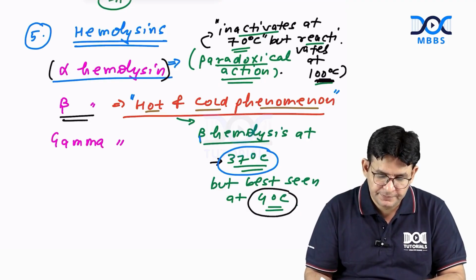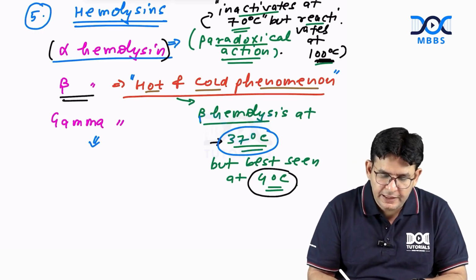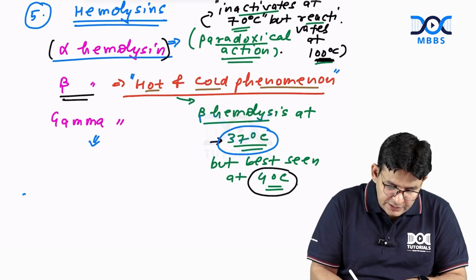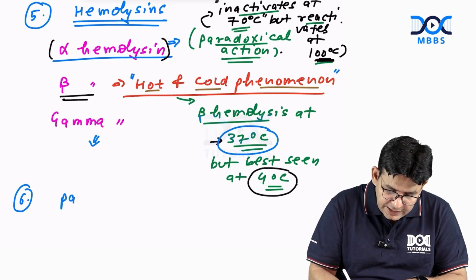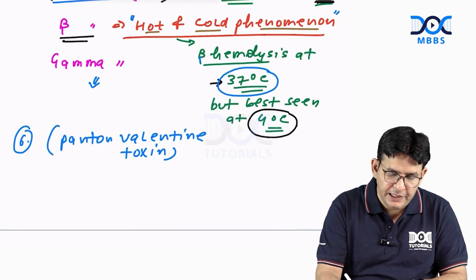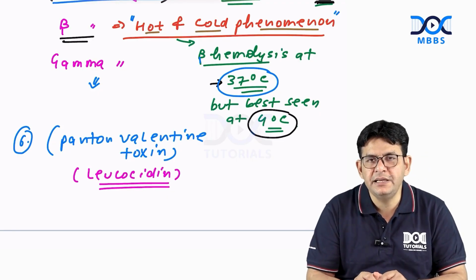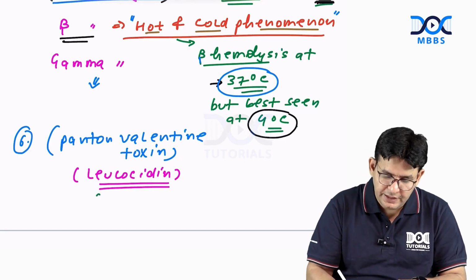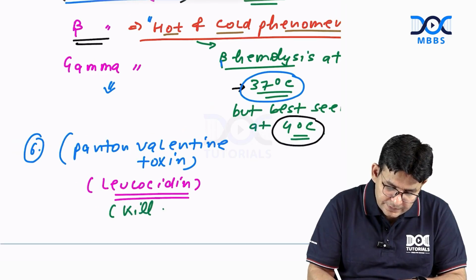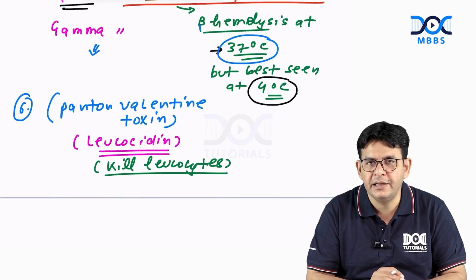Beta hemolysin. Fine. Then comes the gamma. Gamma means no hemolysis. Only thing to be remembered regarding gamma is what I am going to tell you. Now the sixth one is a particular stuff termed as Panton-Valentine toxin. This Panton-Valentine toxin is also termed as leukocidin, which means it kills the leukocytes.